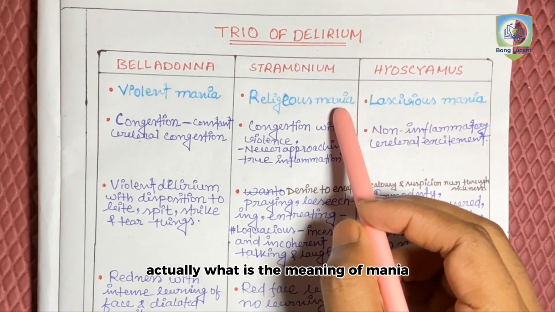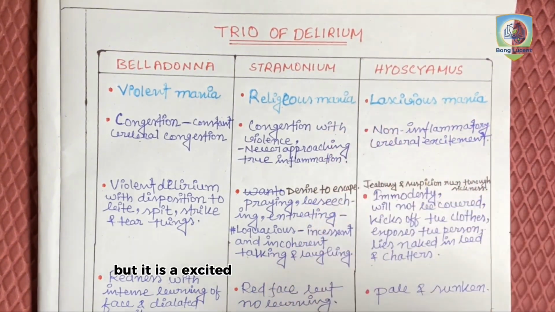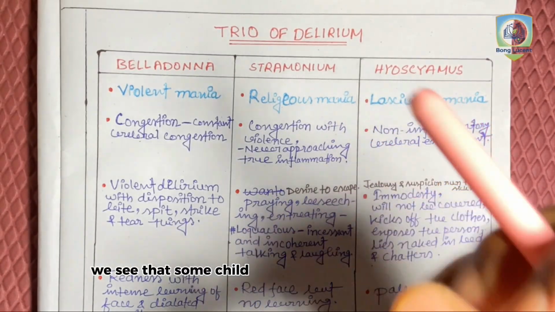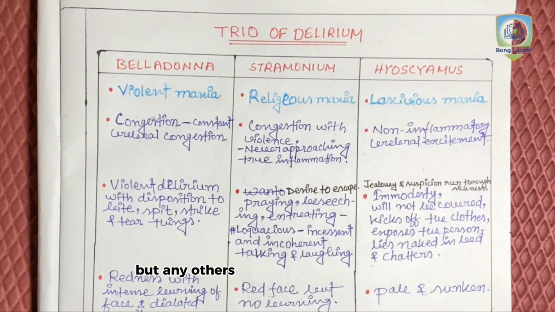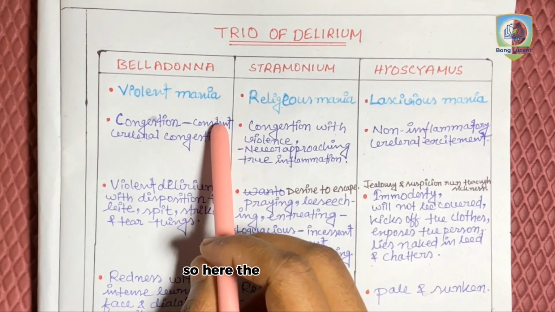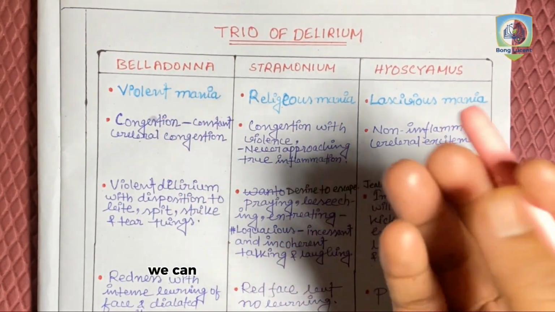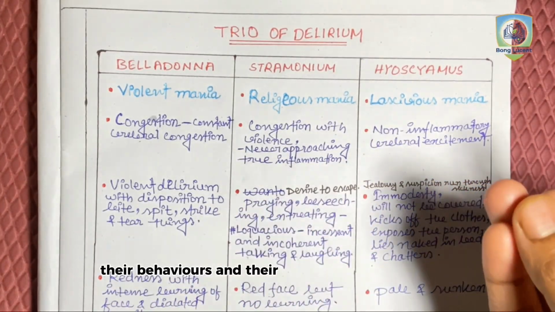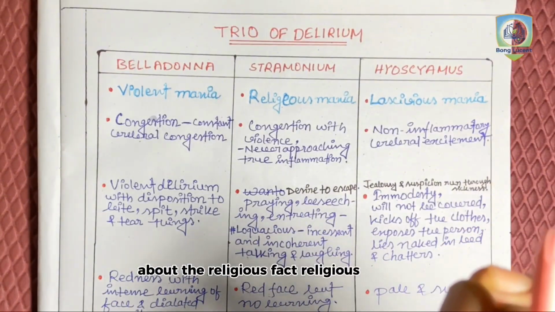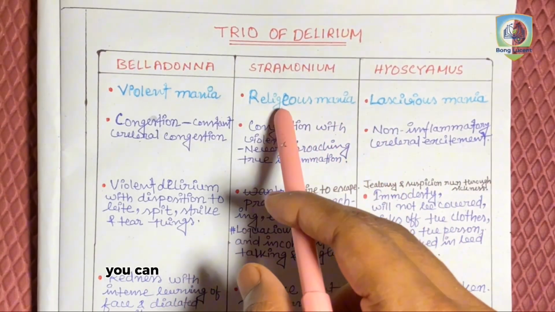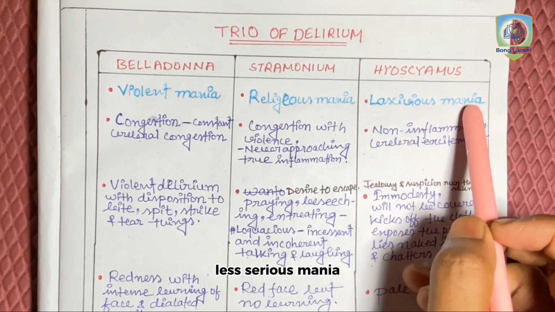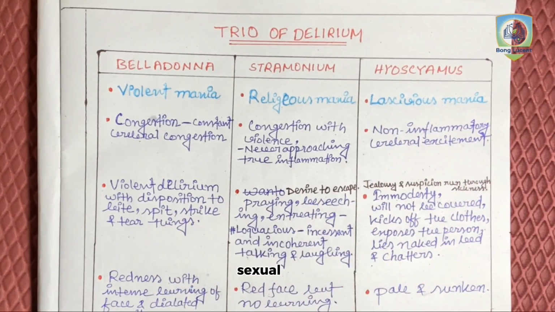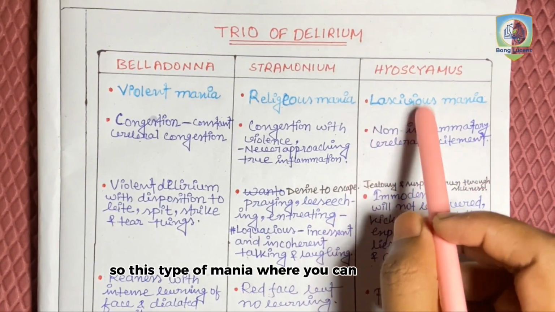Actually, what is the meaning of mania? You should know, mania is nothing but an excited or exaggerated state of mind. Sometimes we see some child violently behave to get some things. So here the mania is violent in belladonna. Religious mania, we can see some people have very exaggerated behaviors, and their mind is very exaggerated about religious matters. So in the case of stramonium, you can see this type of mania. In hyoscyamus, lascivious mania. Lascivious means they are always thinking of sexual things. So this type of mania you can see in hyoscyamus.